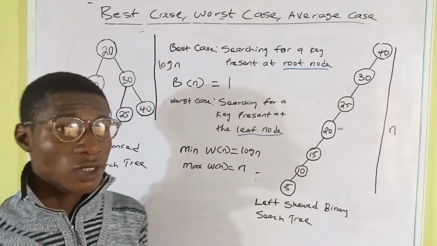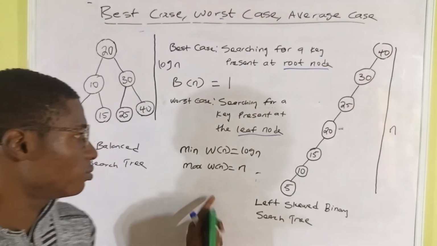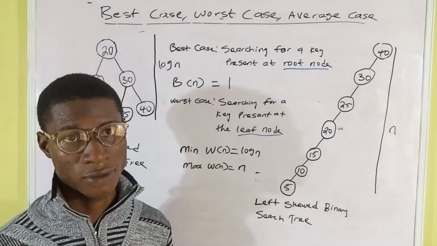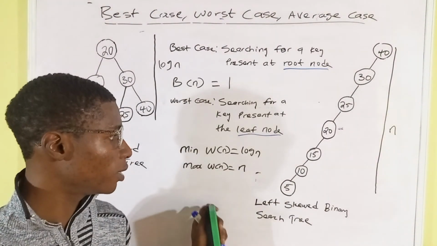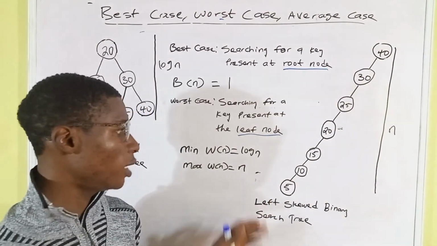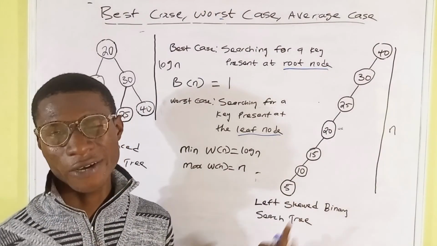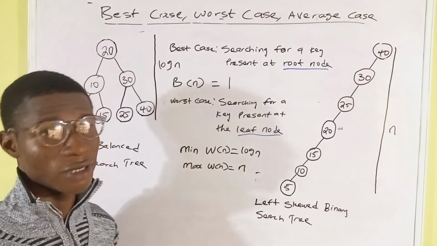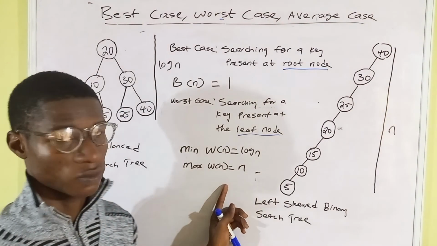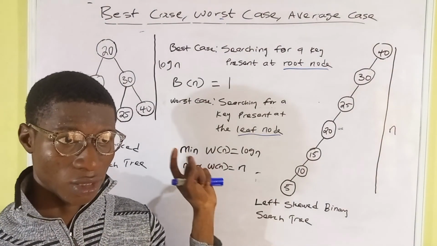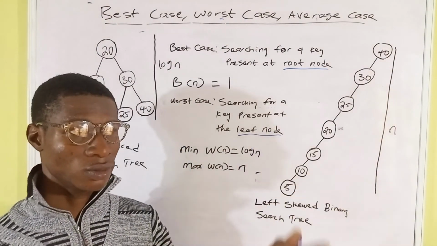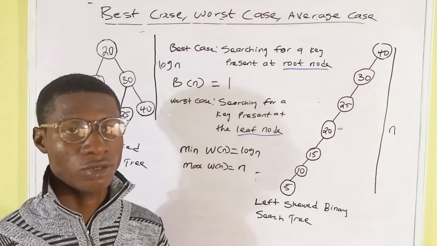Okay, now it is not always in every case that you have a minimum worst case and a maximum worst case. This only exists majorly in trees, okay? But I'm emphasizing this because you can face this in interviews or examinations. That's why I have to point this out, okay? So the worst case time for a binary search tree is not fixed. It depends on the structure of that binary search tree.